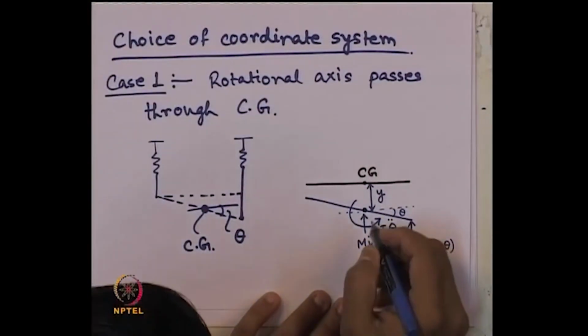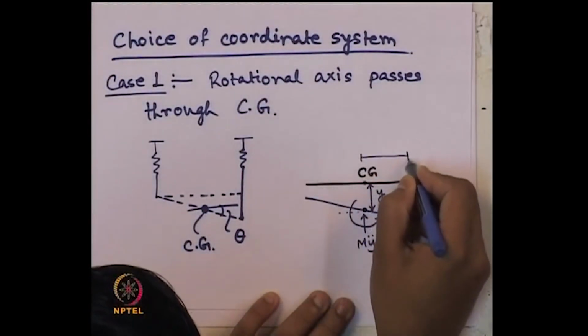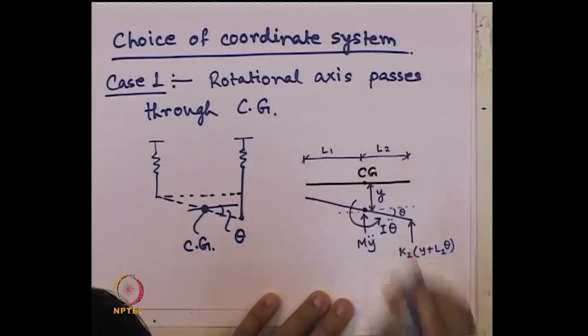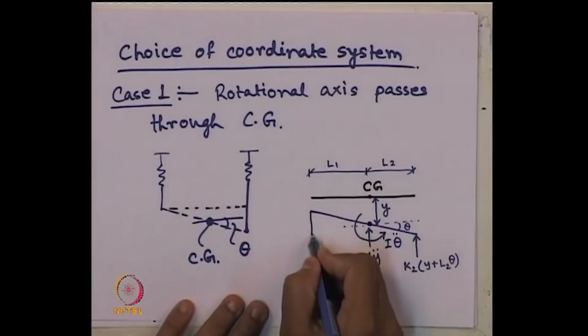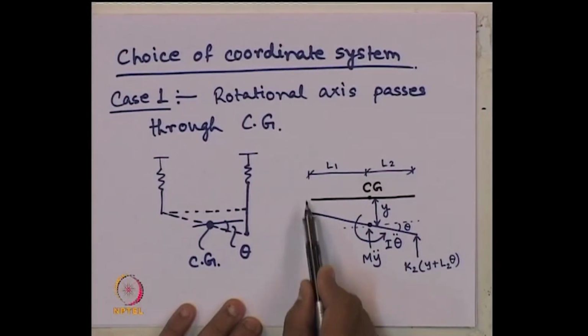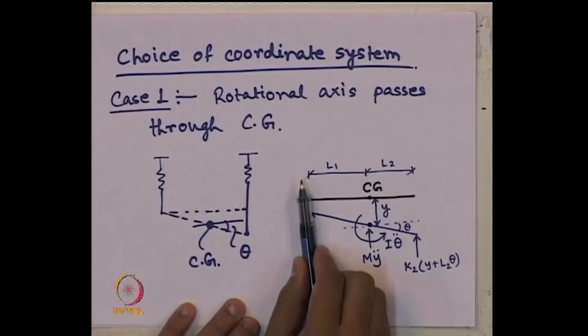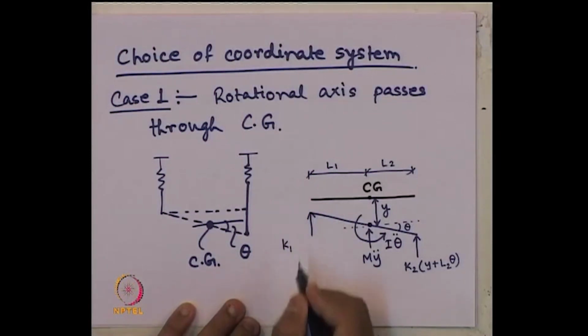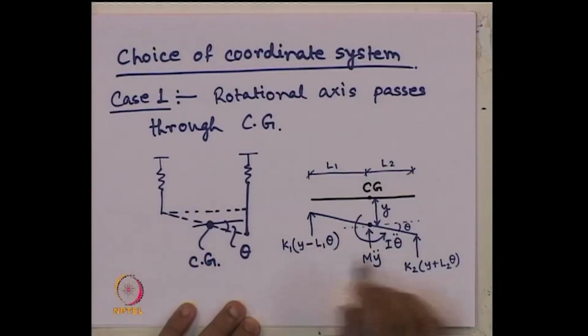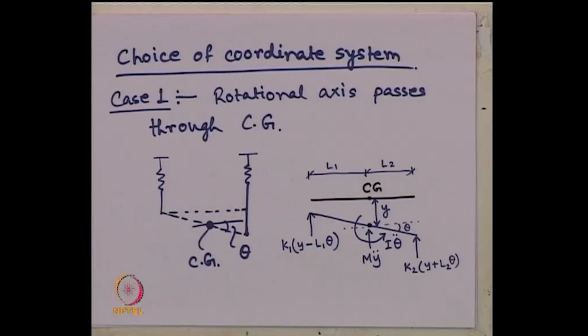So, this distance is L2 and this distance is L1. And another spring force also will act vertically upward, because see final displacement of this point is downward. So, it will again try to put it up. So, it will be K1 times y minus L1 theta. Okay? This free body diagram is clear. So, if these are the forces, now what can we do?